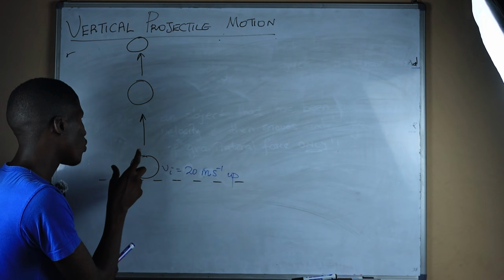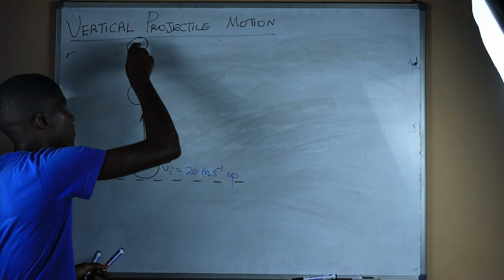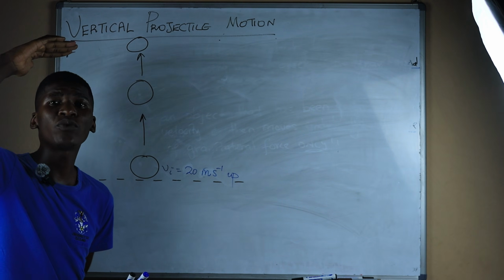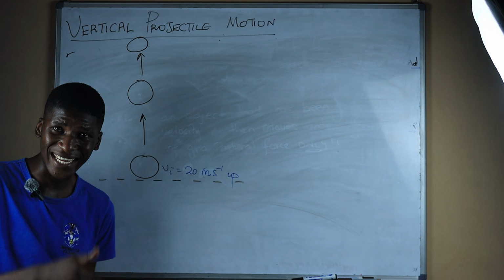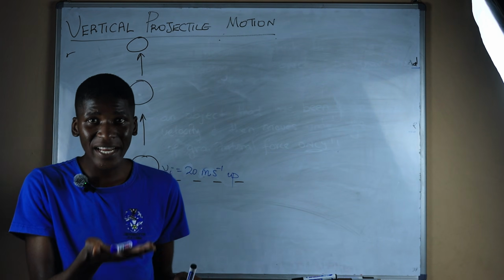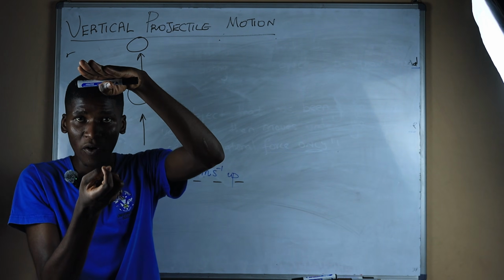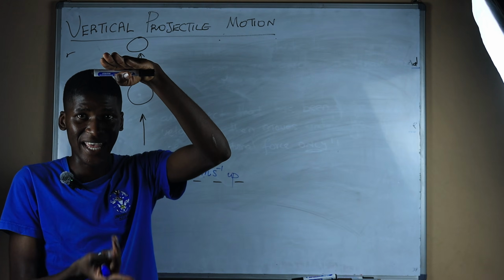So when the object goes up and goes up and goes up, it will reach a point where it will stop and it will come back to your hand, okay? So for example, when I throw this marker, it reached this point and it came back to my hand, okay?